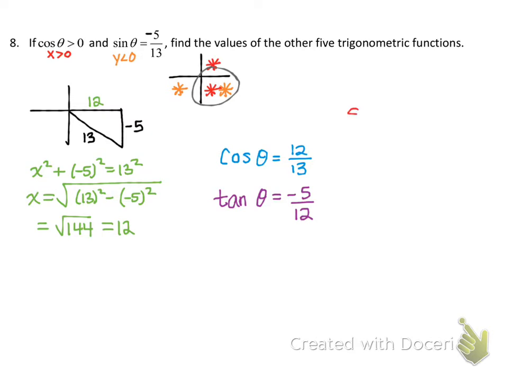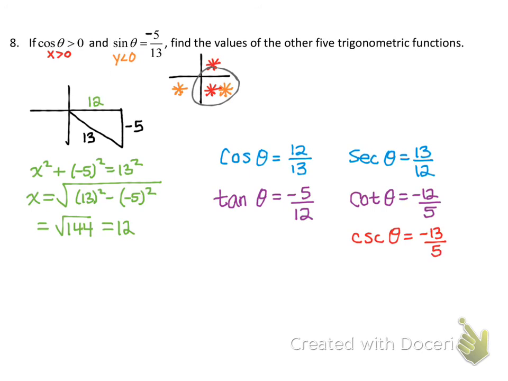We need to do secant, which is 13 over 12. And cotangent, which is negative 12 over 5. And then we do need to add in our cosecant. And you can look at the triangle, or you know that it's negative 5 over 13 for sine. So cosecant is going to be negative 13 over 5. And there you have it.